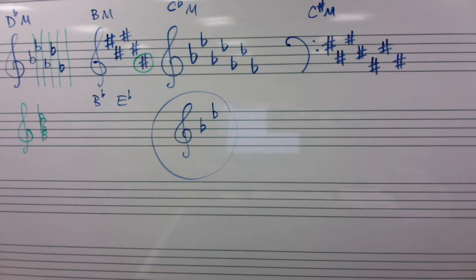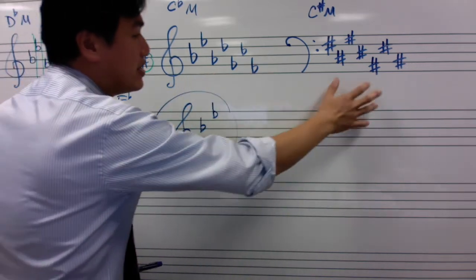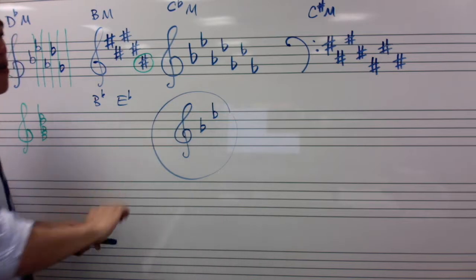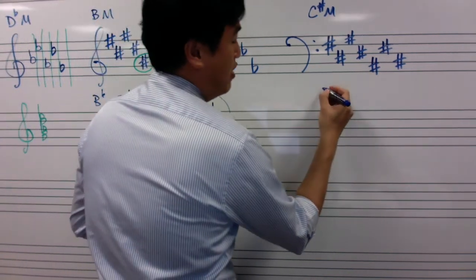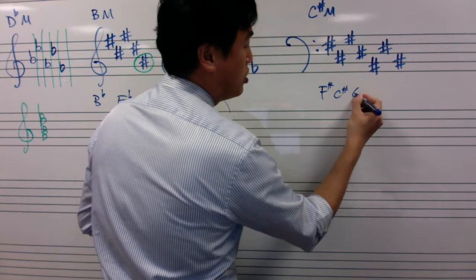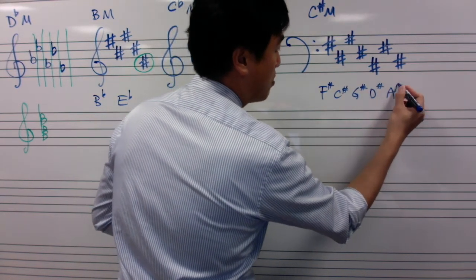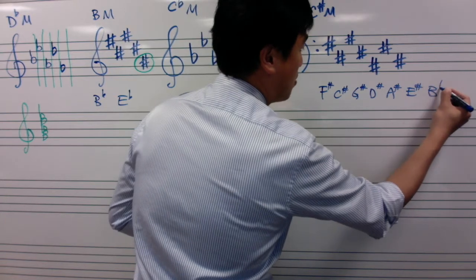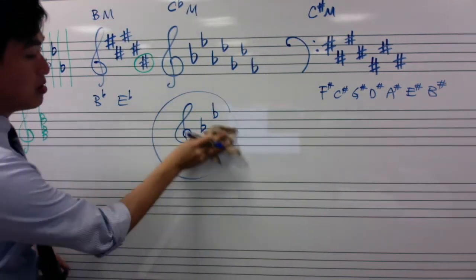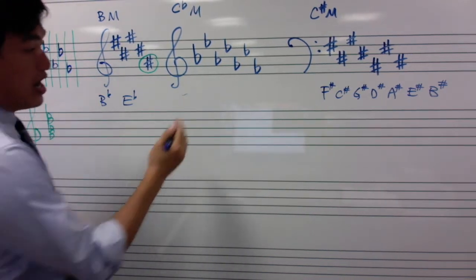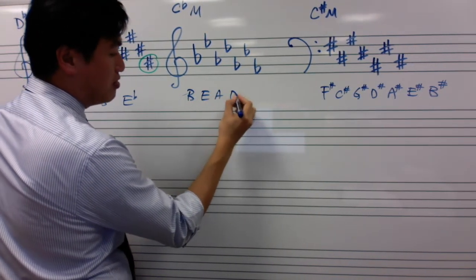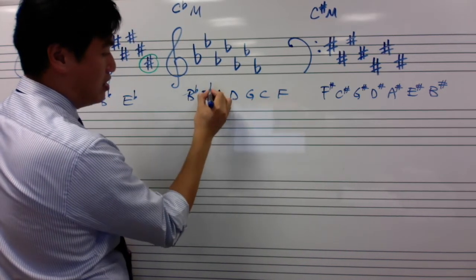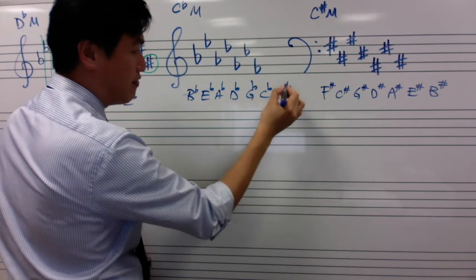Another thing that we did on the giant treble clef and bass clef here, I gave you the order of the flats and sharps of the key signatures and major keys. For sharps, the order is F sharp, C sharp, G sharp, D sharp, A sharp, E sharp, and B sharp. For flats, it's the exact reverse. I remember it as BEAD, GCF, greatest common factor: B flat, E flat, A flat, D flat, G flat, C flat, F flat.